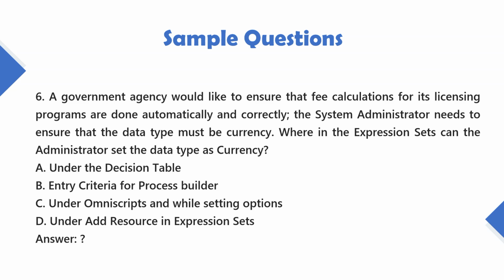A. Under the decision table. B. Entry criteria for process builder. C. Under Omniscripts and while setting options. D. Under Add resource in expression sets.